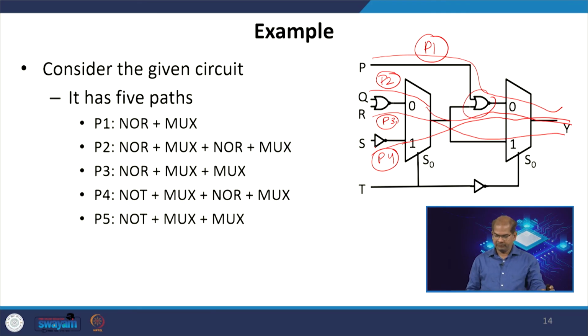Then P5, okay, we have a NOT gate and one multiplexer and another multiplexer. So, this one is your P5. So, I have 5 different paths in this design. Which will be the critical path, which will be the false path and which is the shortest path?